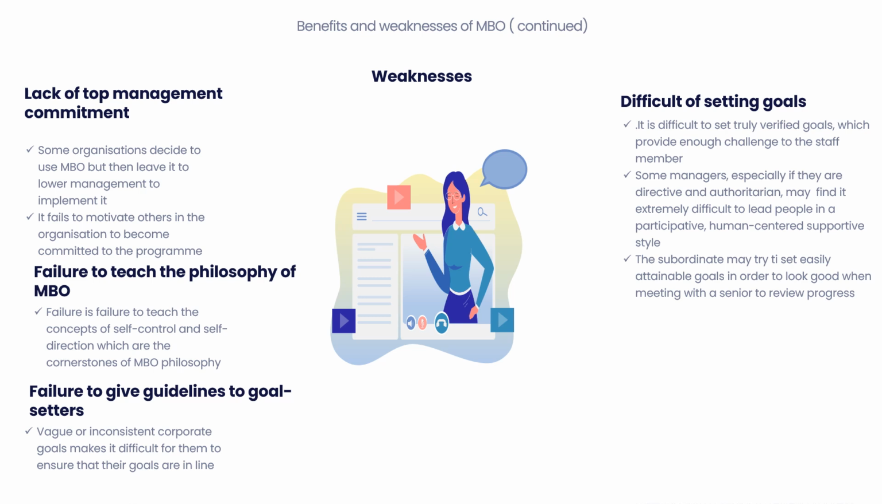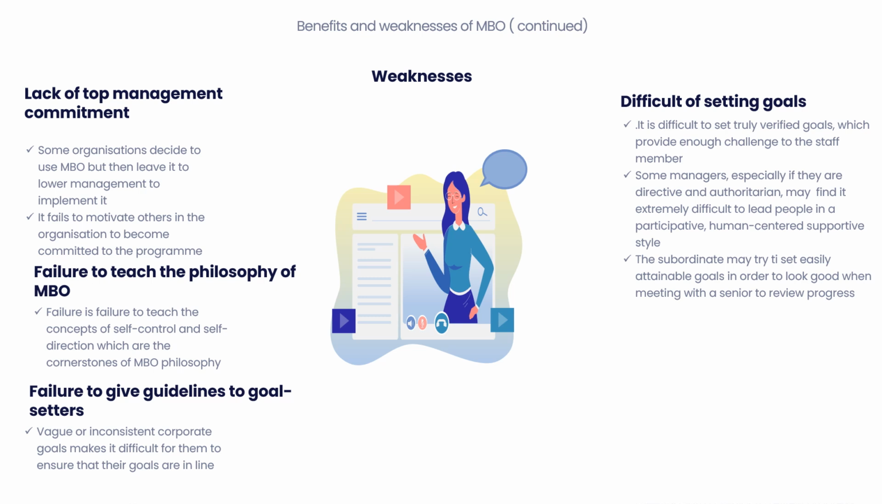Some managers, especially if they are directive, authoritarian, may find it extremely difficult to lead people in a participative, human-centered, supportive style. Yes, here you see that we said everything is lowered to the level of the employee. The employee is the one defining the objective, the one implementing the objective. The manager is there to coach them. So if a manager is authoritarian, wants himself to be in charge, this is against the managerial philosophy, so this will break everything. We won't reach MBO anymore.